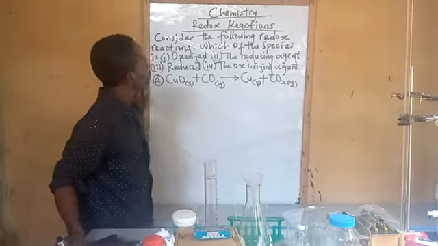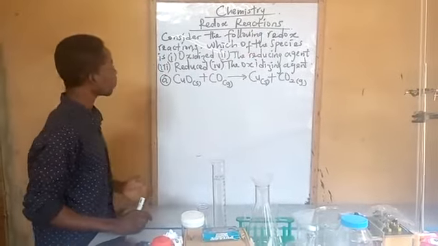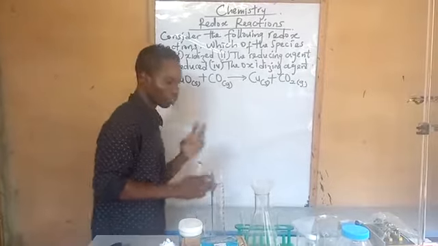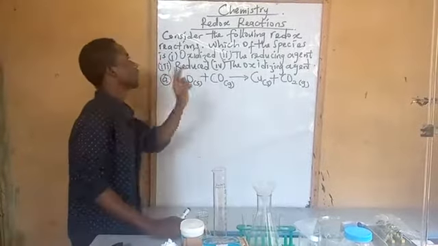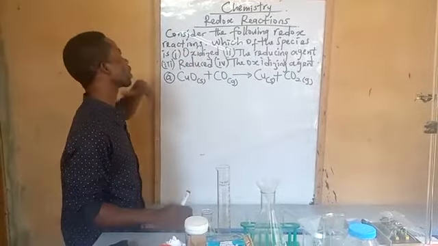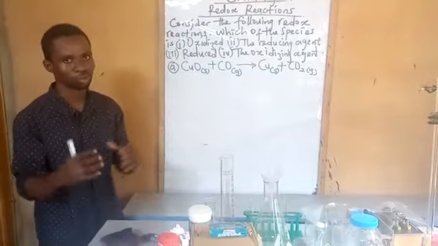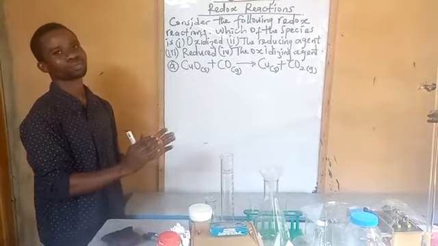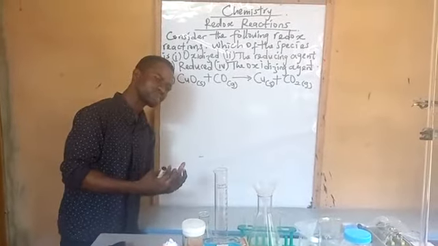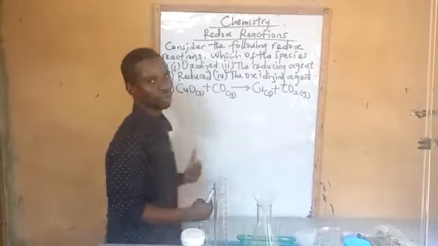Okay, today we want to talk about redox reactions. As you all know, the word redox contains two words, that is reduction and oxidation. So redox reactions are reductions and oxidations, those two words always go together. And what does it mean? It means transfer of electrons from one reactant to another.